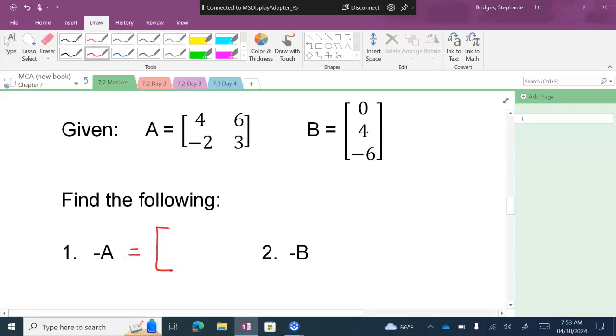So in my first row, instead of a +4 and a +6, it's going to change to a -4 and a -6. And then in row 2, instead of a -2 and a +3, it's going to be a +2 and a -3. Okay, you're basically just changing the sign of every element in the matrix when there is a negative in front of it. And then we're going to do the same thing for B. What about that 0, though? Does that change signs? No, so it'll stay 0. Then it'll become a -4 and a +6.